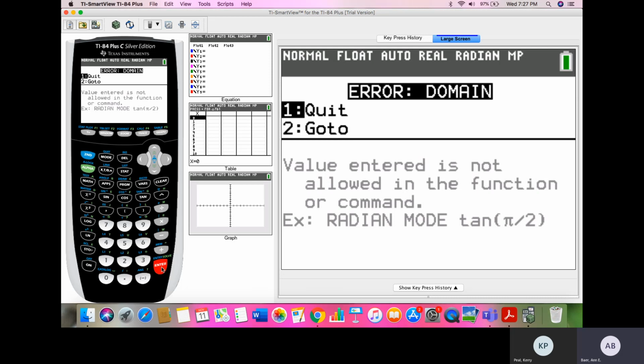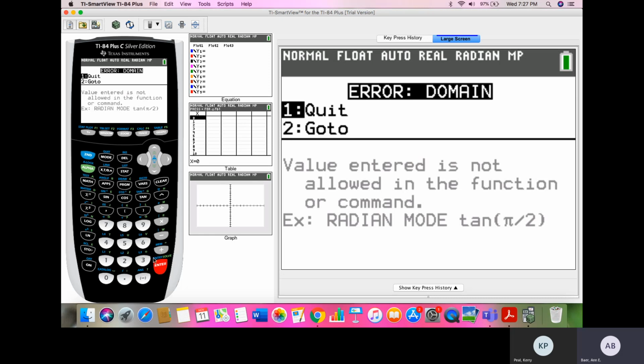Error domain. Value entered is not allowed in the function. There's an issue. So that suggests that you can't take the log of 0, and that is absolutely 100% correct. You cannot take the log of 0.